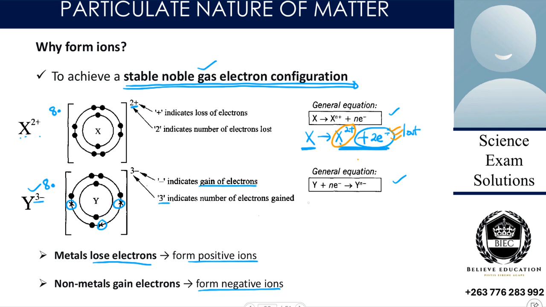Same panapa would say what? Y wedu uyu gained electrons, so we'd have to what? Say plus what? Electrons. So let's say for example Y again what? Plus 2 electrons, and then iye anobva aita iyechi Y2 minus. That's what happens, so we'll be saying Y wedu again plus 2 electrons, then over form Y2 minus.